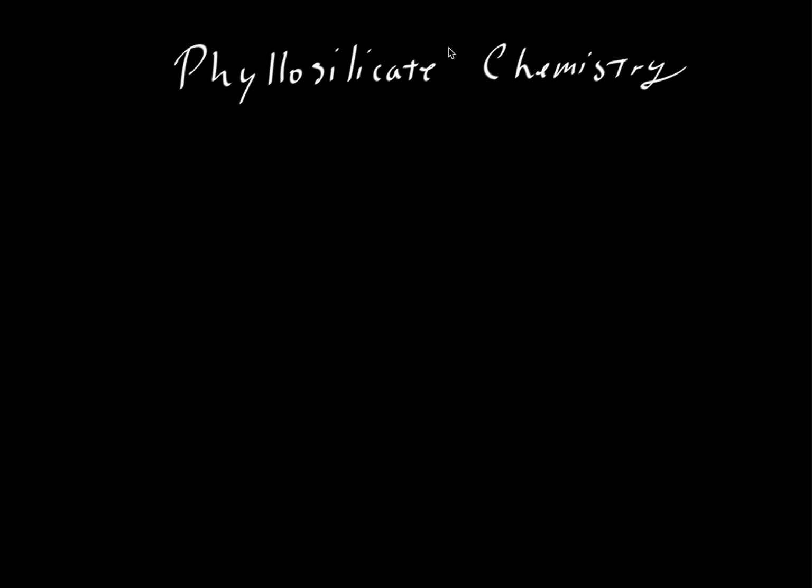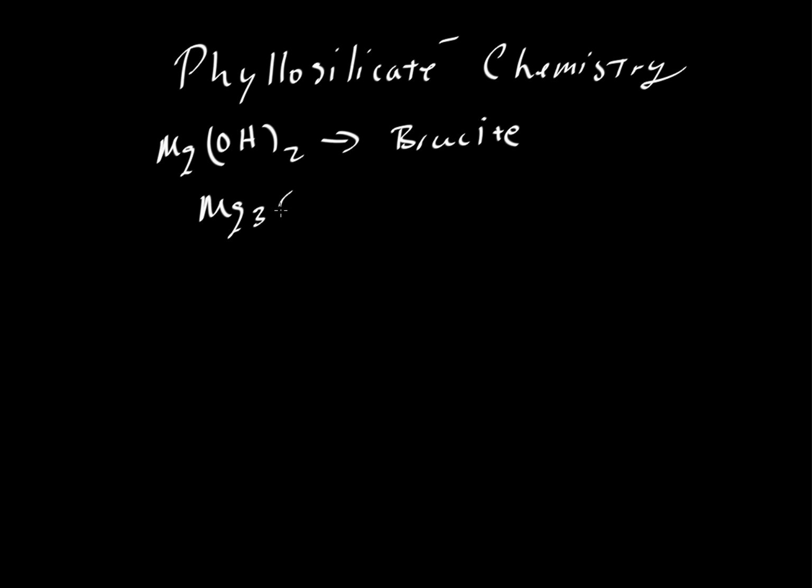So even though we call this phyllosilicate chemistry, technically we're going to start out with things that are not silicates. So we're going to look at brucite, which is usually written as MgOH2, but we're going to take 3 times the amount. We'll take this recipe for the mineral brucite, but we'll multiply it by 3. So we have Mg3OH6.